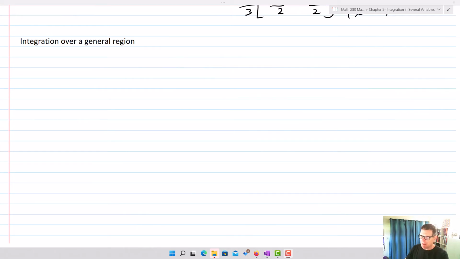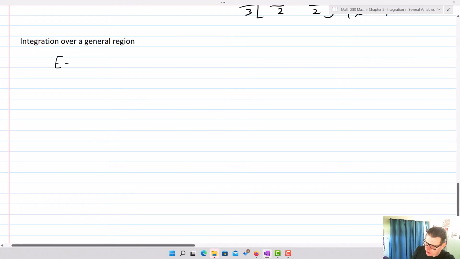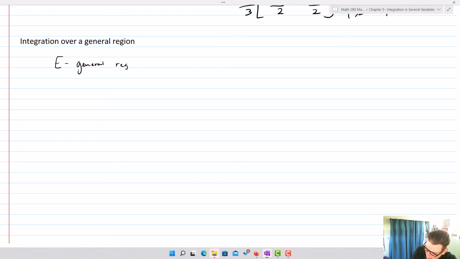Now, theoretically, integration over a general region is a little bit more tricky. Okay, so what we're going to have is a general region. We're going to call it E. E is going to be my general region. And if you remember, we're going to have D. D is a disk. And in general, without loss of generality, we're going to imagine that this is on the XY plane. So it's on the XY plane. We've got this disk D.